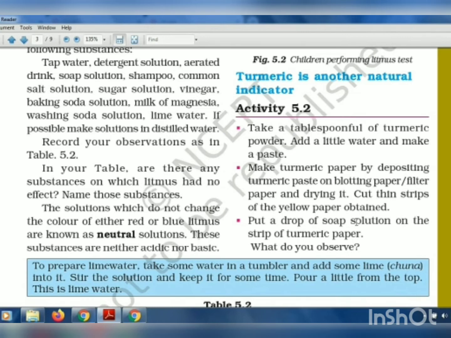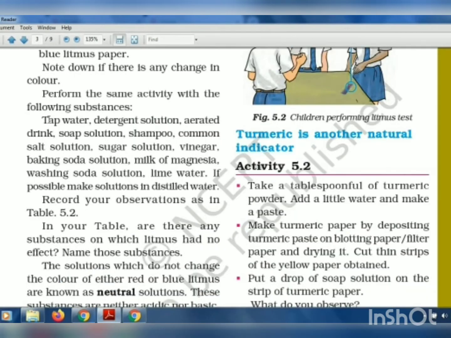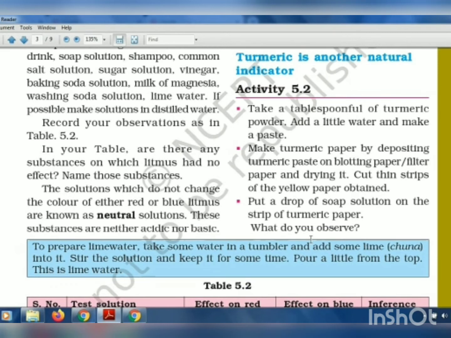So you have to cut thin strips of that paper, and then you have to do it with different types of materials. You can put tap water, detergent solution, soap solution, shampoo, common salt solution, and you can find out what is the effect of all these solutions on the turmeric paper, right?